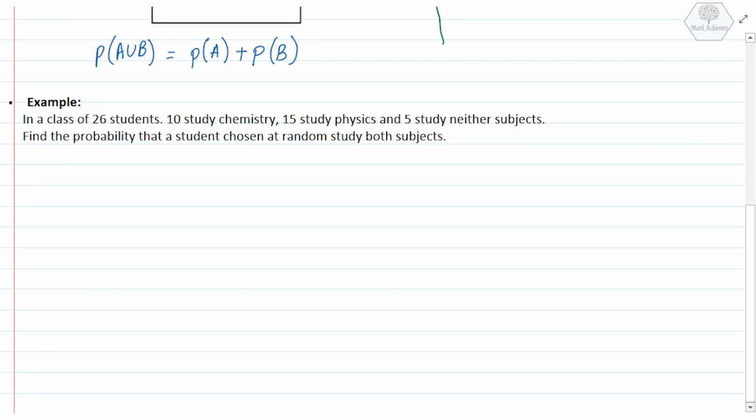Let's have an example now. In a class of 26 students, 10 study chemistry, 15 study physics, and 5 study neither subject. We need to find the probability that a student chosen at random studies both subjects. In such a case, we are always advised to draw a Venn diagram. So let's start by drawing our Venn diagram.